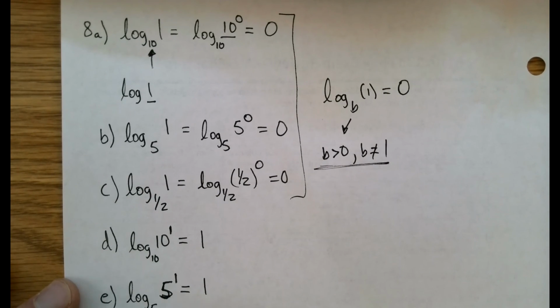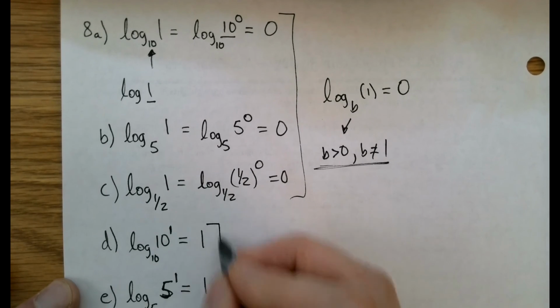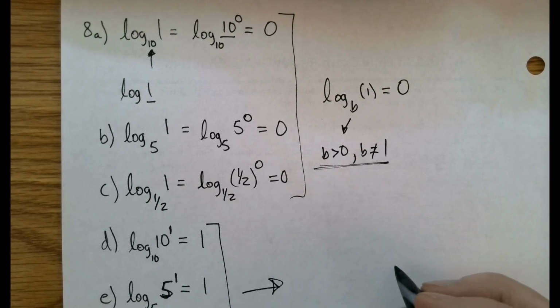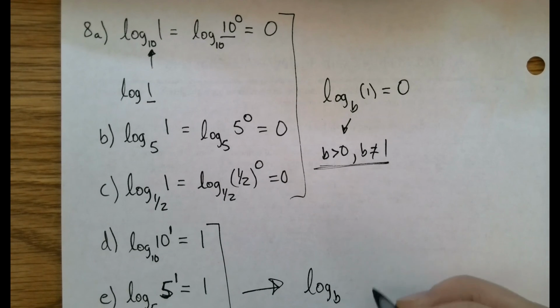And then F here, log base 1/2 of 1/2. So what is the exponent on this? It's 1. That's what the logarithm is looking for. And then in general, our statement here is that log base B of B is always 1.